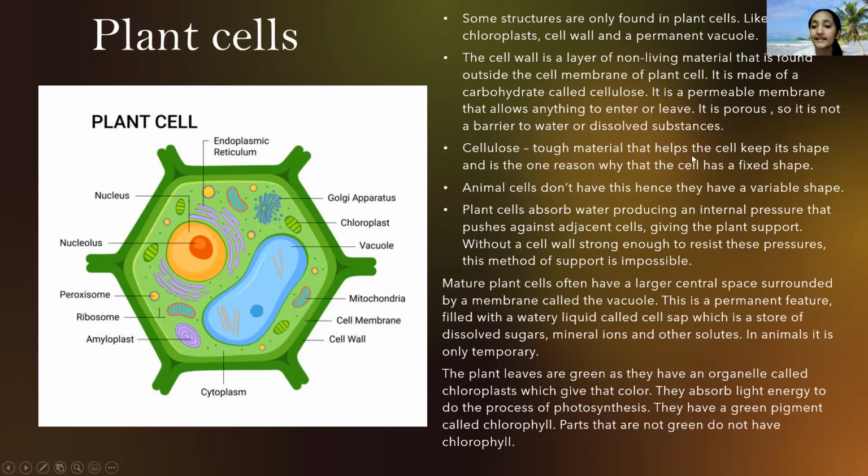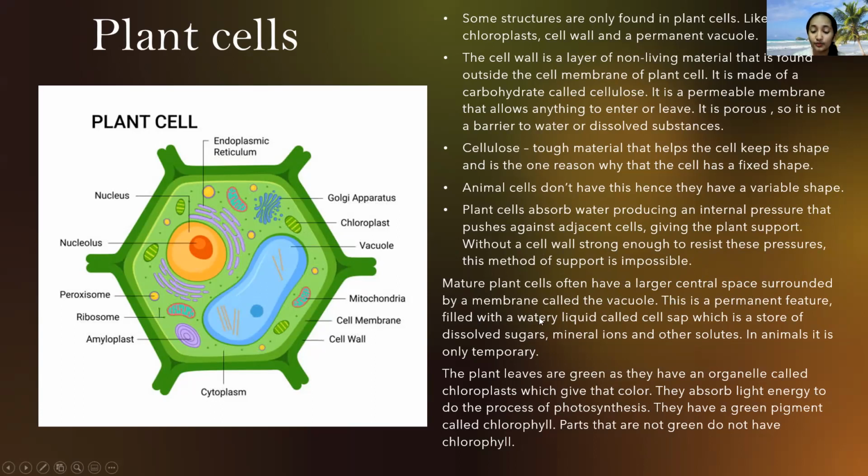Cellulose is a tough material that helps the cell keep its shape and is one of the reasons why the cell has a fixed shape. Animal cells don't have this, hence they have a variable shape. Variable shape means it changes all the time. Plant cells absorb water, producing an internal pressure that pushes against adjacent cells, giving the plant support. Without a cell wall strong enough to resist these pressures, this method of support is impossible. Mature plant cells, or grown plant cells, have a larger central space surrounded by a membrane called the vacuole. This blue thing is called the vacuole.